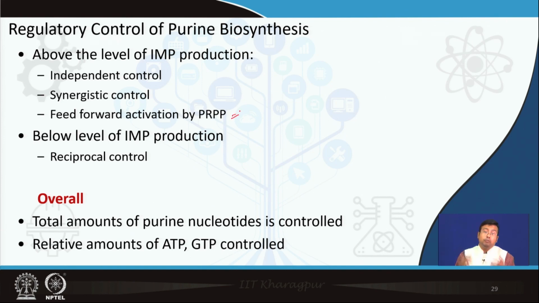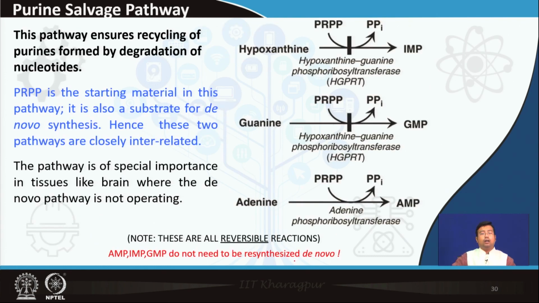If there is excess PRPP, there will be excess formation. Once PRPP is formed, there will be excess formation of purine and pyrimidine. However, below the level of IMP, we saw there is reciprocal control: ATP is controlling GTP and GTP is controlling ATP. So, overall the total amount of nucleotide is controlled, and the relative amounts of GTP and ATP are also controlled. Now, we move on to a relatively more important but less complicated pathway, that is the purine salvage pathway.